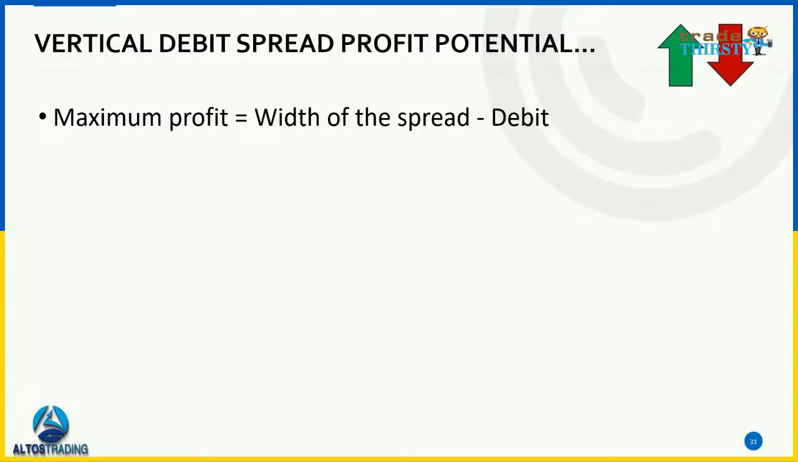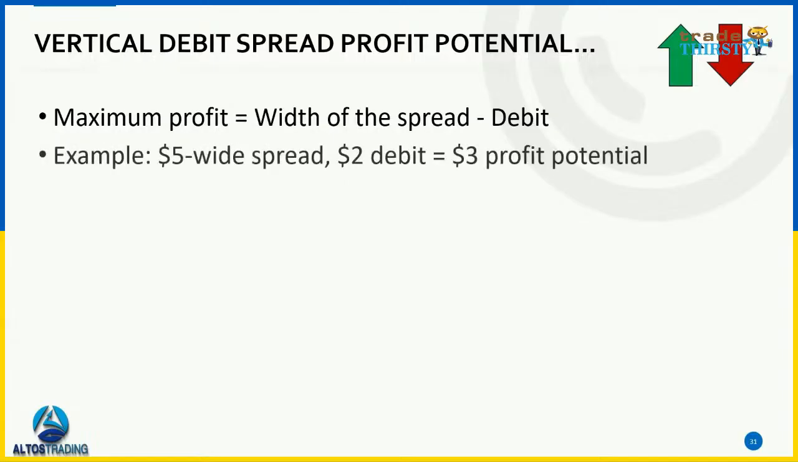First of all, the maximum profit for this type of trade is simply the width of the spread minus the debit that you pay, and it is defined risk, right? So like if we did a 5-point wide spread, we paid a $2 debit, our max profit potential is $3. So that's good, right? We can make more on the trade than our potential loss. That's important.